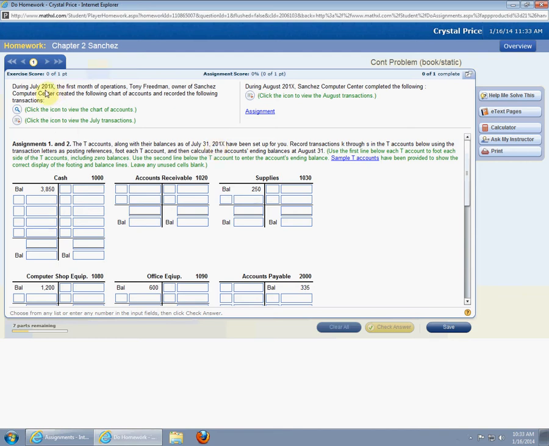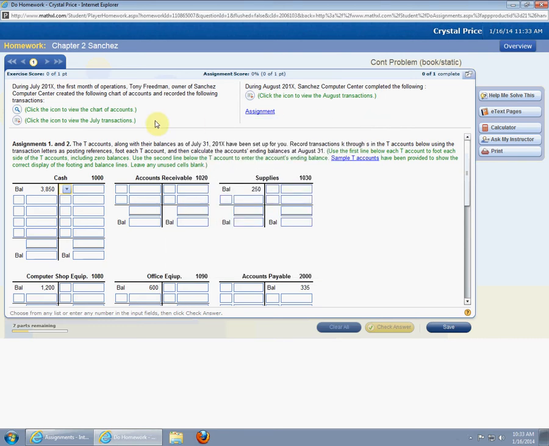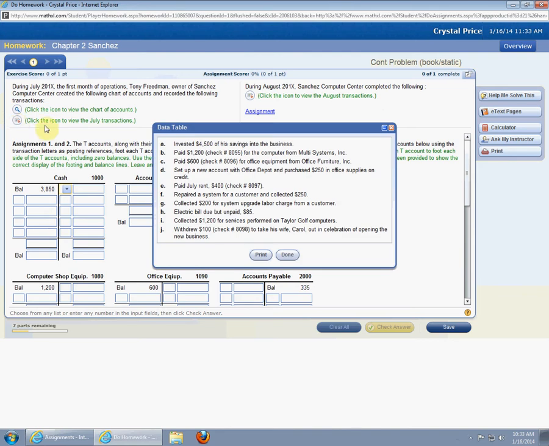This is during July. This is the first month of operation. Tony Friedman, owner of Sanchez, created the following chart of accounts. So you'll see here we can click, and again, here's the chart of accounts that is in the textbook. I'm going to close that. And then here are the transactions that were done in chapter 1. These were already done, and that's why we have some balances in some of our accounts.